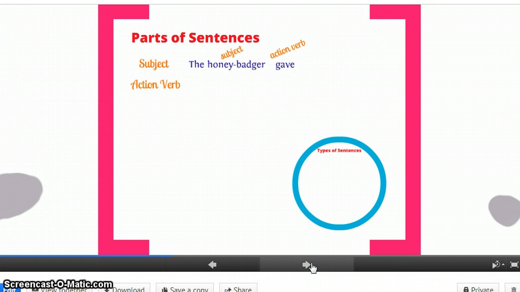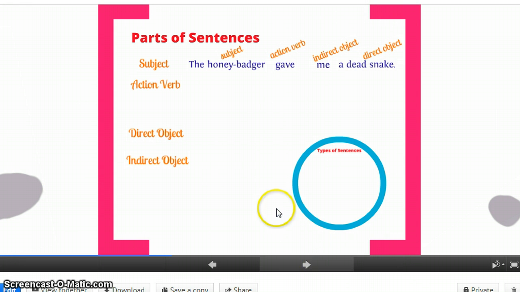Next, I'm going to introduce you to two different things that are a little more tricky. We have an indirect object and a direct object. So, remember that a direct object is a word that receives the action of a sentence. It's going to be a noun or pronoun, and it receives the action of the sentence. So in this one, our subject, the honey badger, has the action gave, the honey badger gave, and the direct object answers the question what. What did he give? He gave a dead snake. That's our direct object. It receives the action.